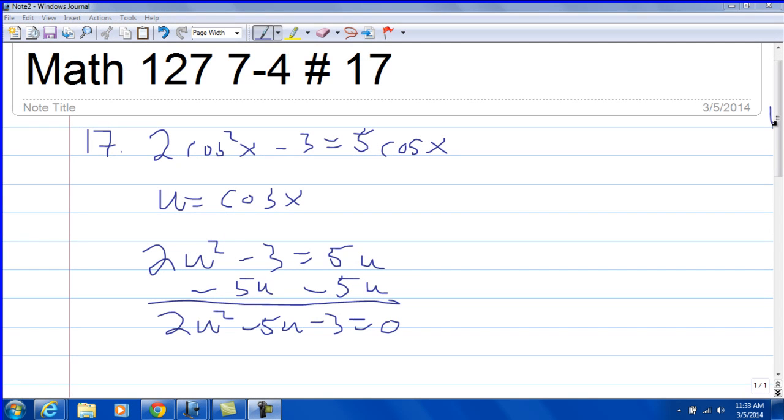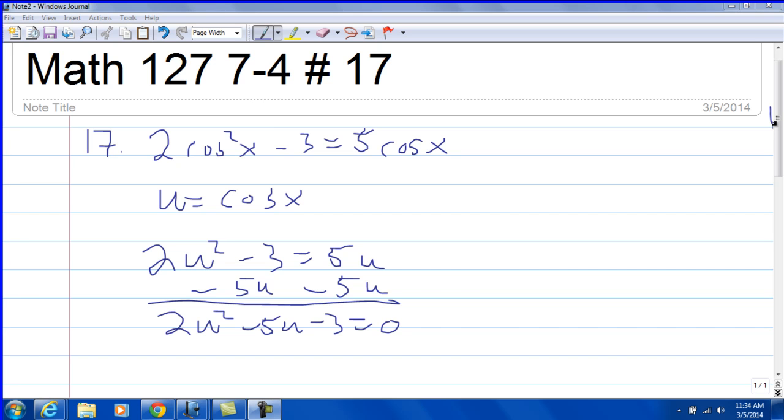Okay, so I'm working 7-4, number 17, and we're trying to find the values of x that make this a true statement. Solve this equation, and it's a trigonometric equation. So we have 2 cosine squared x minus 3 equals 5 cosine x. So I'm doing a u substitution where I say u equals cosine of x.